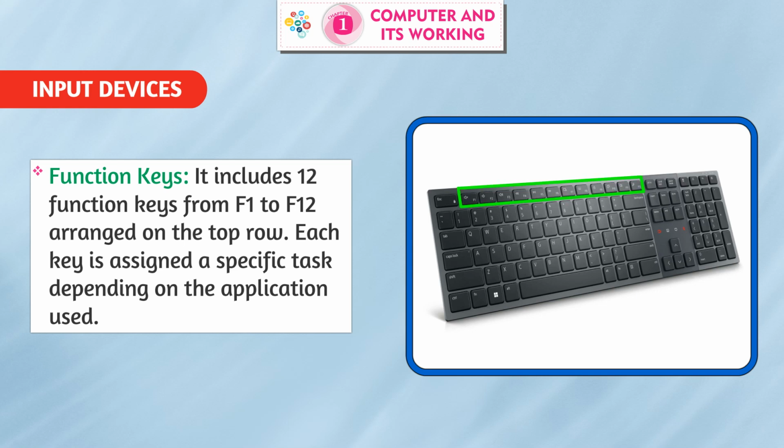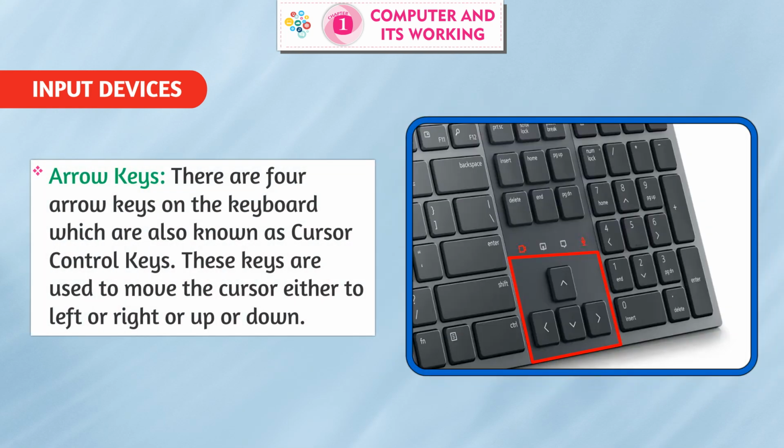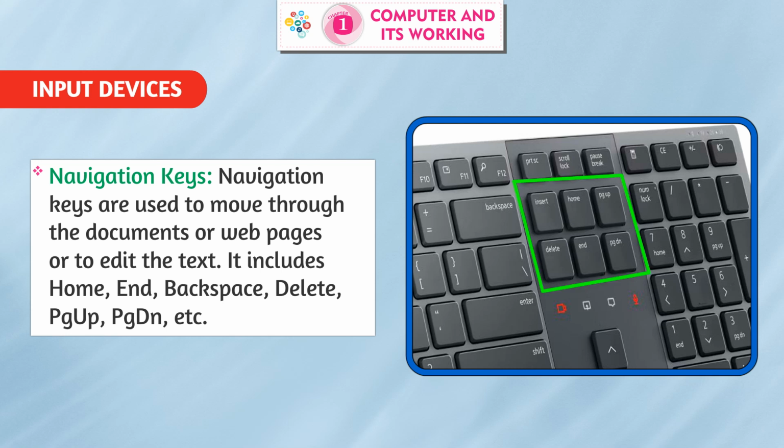Function keys. It includes 12 function keys from F1 to F12 arranged on the top row. Each key is assigned a specific task depending on the application used. Arrow keys. There are 4 arrow keys on the keyboard, which are also known as cursor control keys. These keys are used to move the cursor left or right, or up or down. Navigation keys. Navigation keys are used to move through documents or web pages or to edit the text. It includes home, end, backspace, delete, page up, page down, etc.